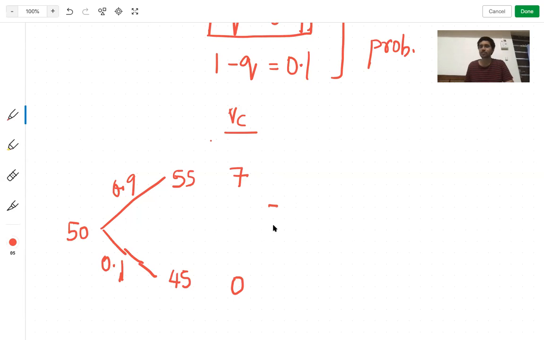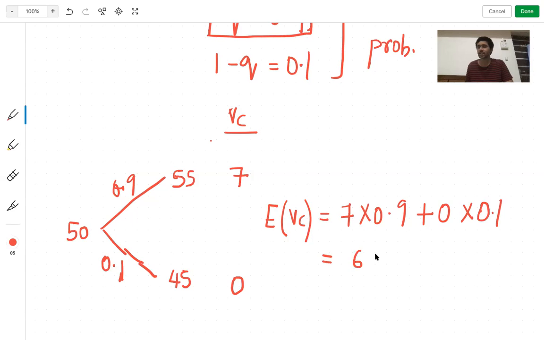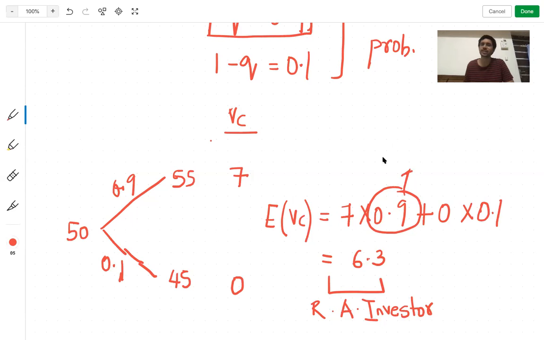So the expected value of a call option is equal to 7 into 0.9 plus 0 into 0.1, which is equal to 6.3. And this 6.3 is the expected value for a risk averse investor, because the probability with which we have multiplied is that of a risk averse person.